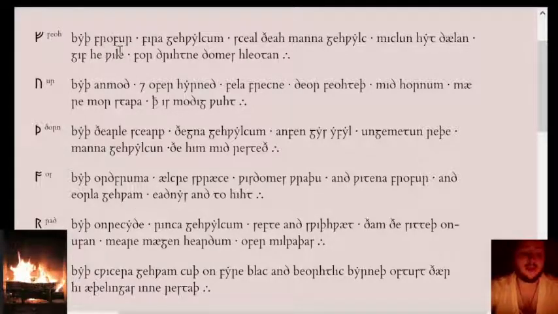Gif he wille for drichtne dames leotan. Okay, this is where things get fun. So if he wants, wille, this is where will comes from, but it usually has more of a sense of want, to desire. If he wants, leotan is our other verb here, and there's much that could be said about this verb. Domes leotan, dom, it's where doom comes from. It means judgment. And domes here is in the genitive singular.